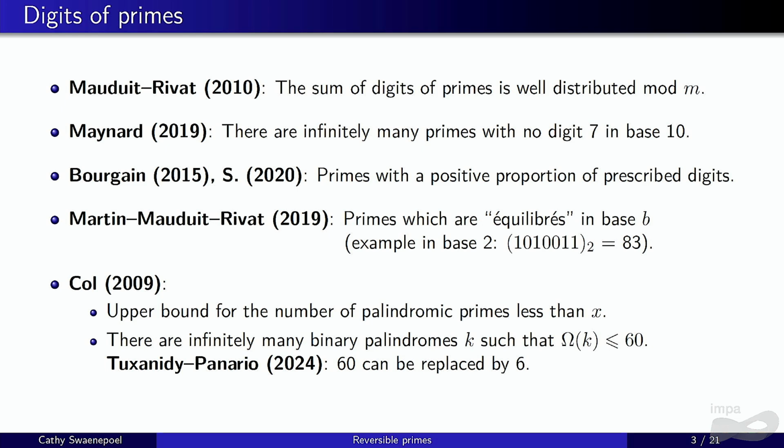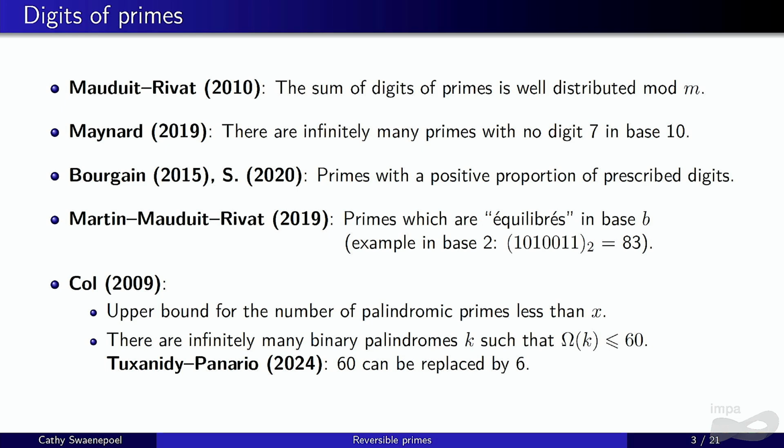In base 2, there are two possible values for the digits, 0 and 1. If you count the number of zeros here, and the number of ones, you don't get exactly the same results, but they're very close. They differ by at most 1. In this case, we say that this number is équilibré in base 2. This definition can be generalized to any base. And they obtained an asymptotic formula for the number of primes which are équilibrés in base b up to x, as x goes to infinity.